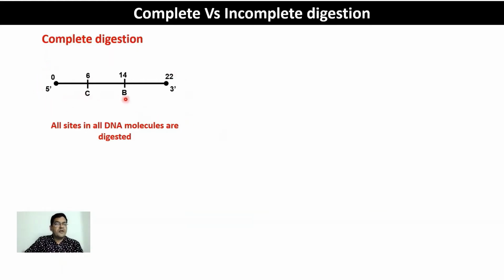So in this case, you'll get 3 fragments, and the size of the fragments would be, this is your first fragment, that is 6 kb, 6 minus 0. This is your second fragment, which is 14 minus 6, that is 8 kilobases. And then you have a third fragment that will be 22 minus 14, again 8 kilobases. This is the pattern you obtain on complete digestion of this DNA piece here.